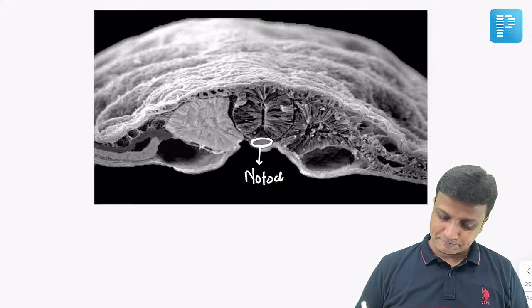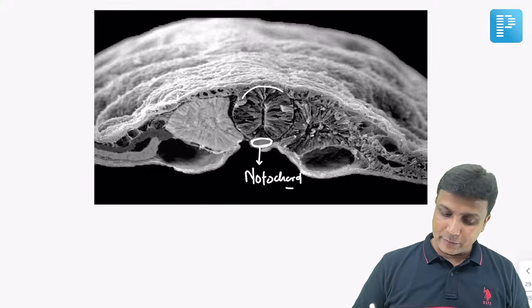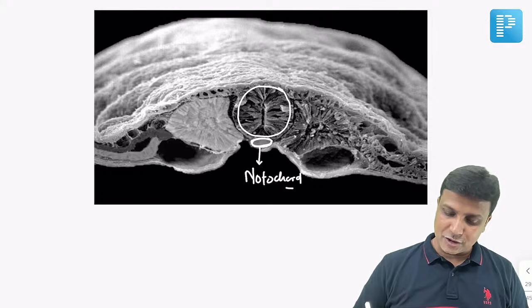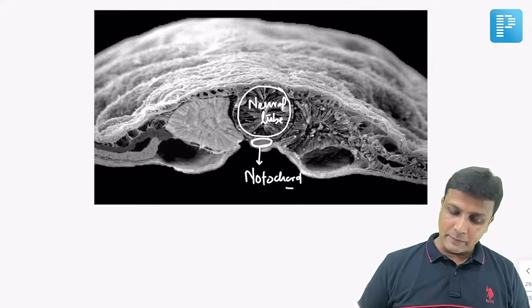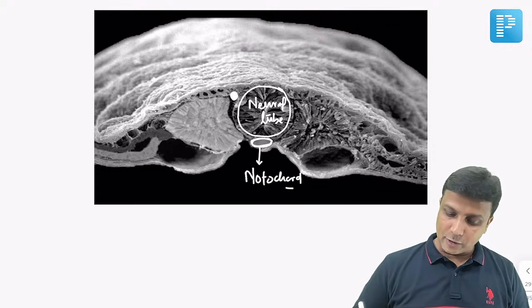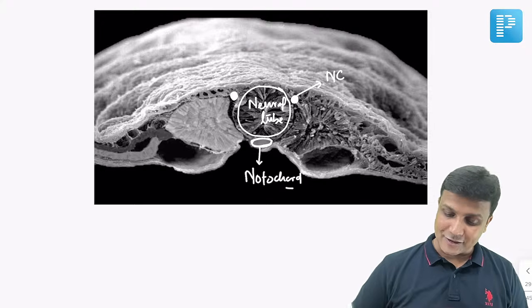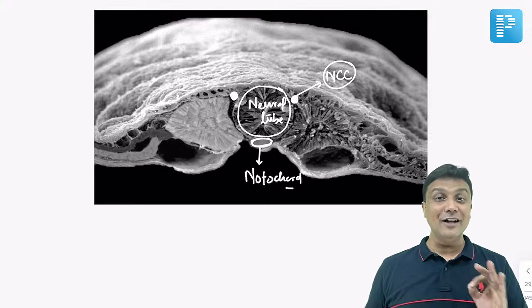Perfectly fine. Now, if this is the notochord, just above the notochord, you will be able to appreciate a tube-like structure, and this tube-like structure will be the neural tube. And remember, my dear doctors, just adjacent to the neural tube, you'll be able to appreciate certain cells, and those cells will be the neural crest cells. They are the neural crest cells.